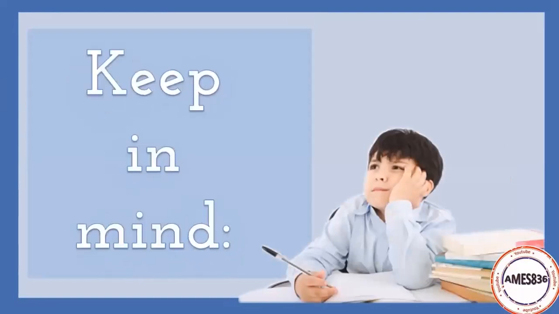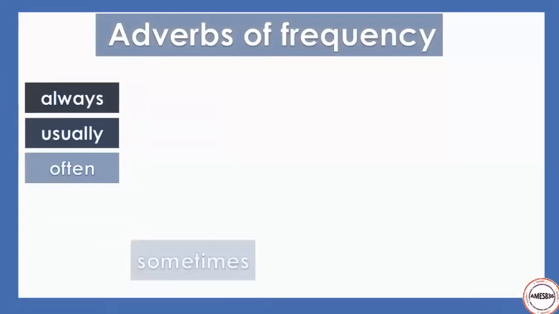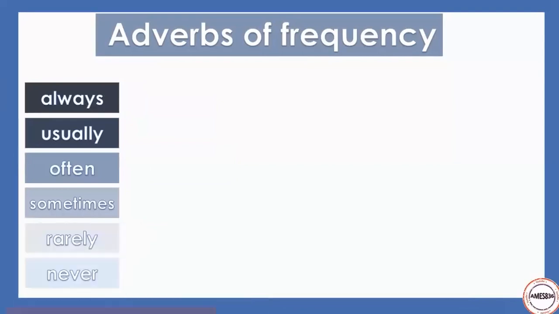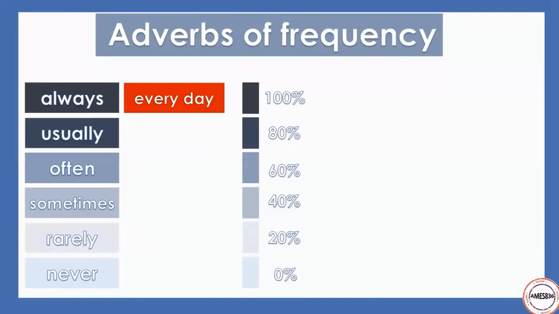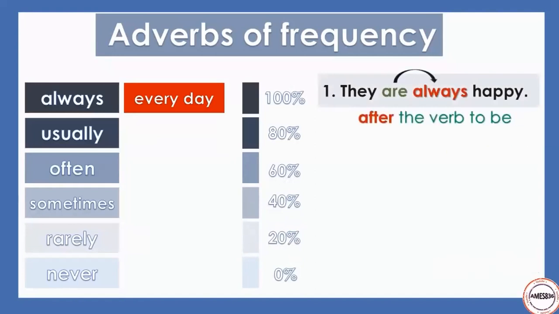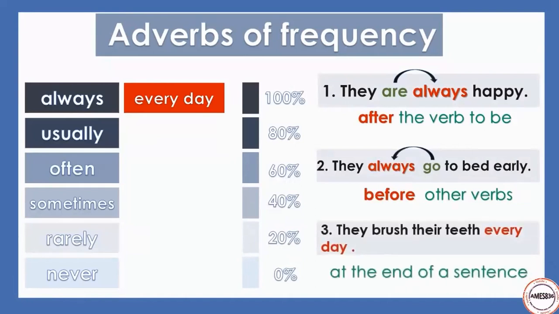Keep in mind, adverbs of frequency are used to talk about how frequently you do something or something happens. In a sentence, they come after the verb to be or before other verbs. Every day comes at the end of the sentence.